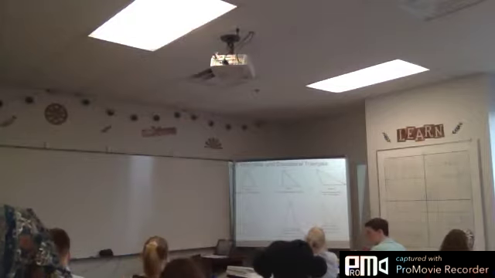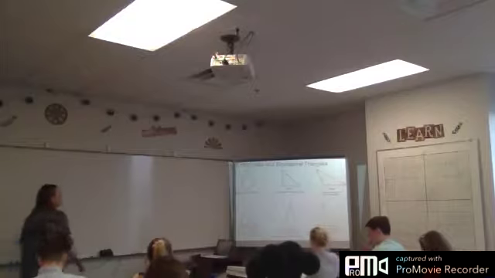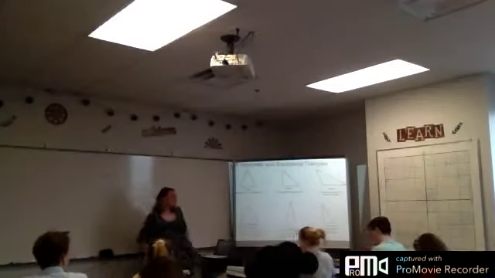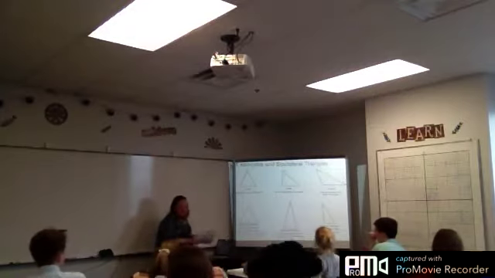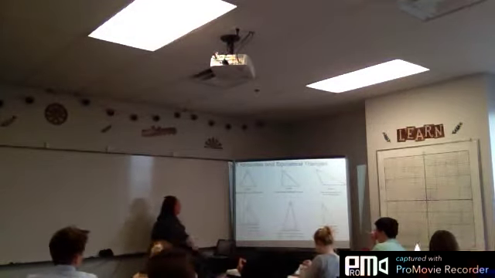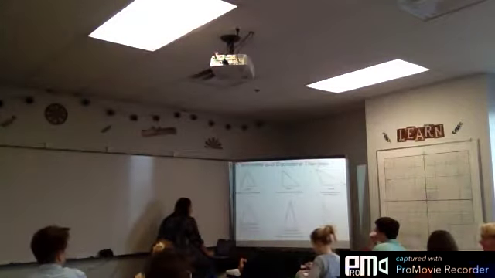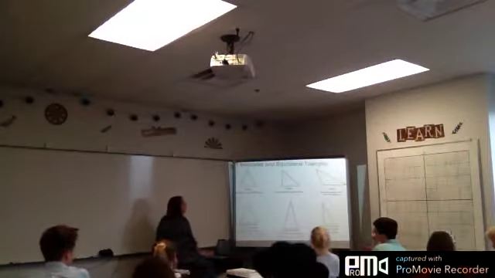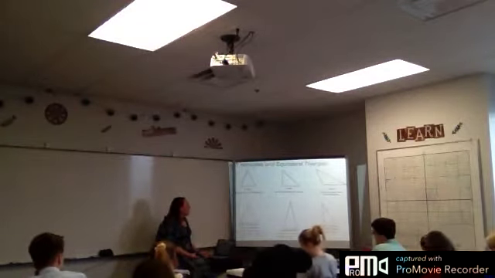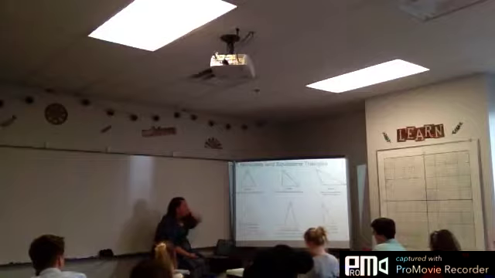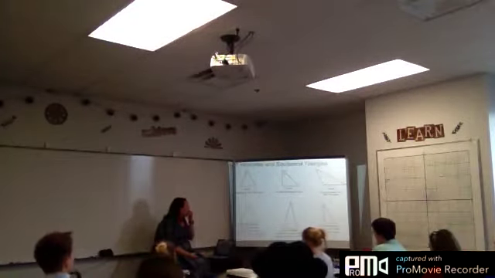We're going to talk about isosceles and equilateral triangles today. A bunch of this is stuff that you should know, such as an acute triangle. An acute triangle means that all the angles are less than 90 degrees. A right triangle means that it has one 90-degree angle. An obtuse triangle means that it has an angle greater than 90 degrees.